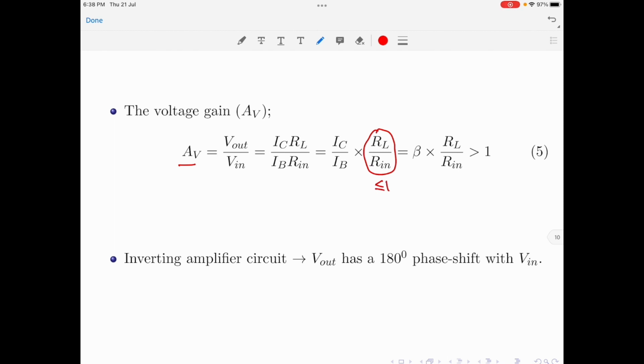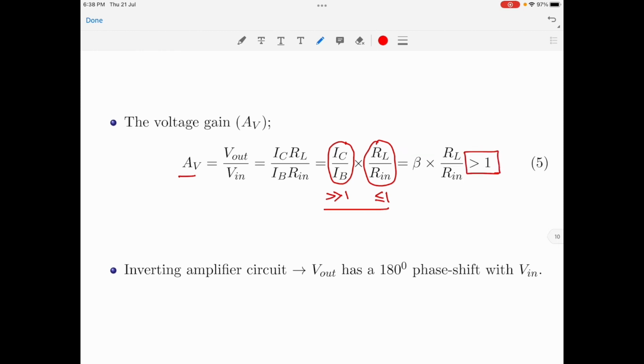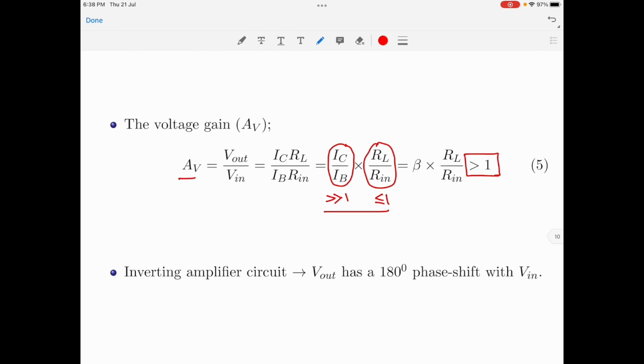However, it is the other ratio, which is IC divided by IB, which will be considerably greater than 1. Because of this, the overall voltage gain of the common emitter configuration is greater than 1. And lastly, you have to note that this type of configuration is an inverting amplifier circuit. That is, the output voltage has a 180-degree phase shift with respect to the input voltage.